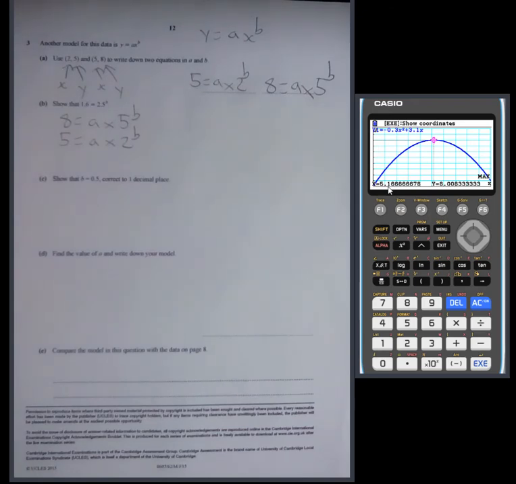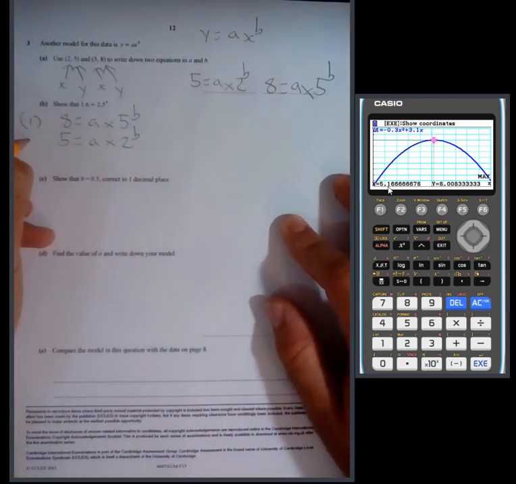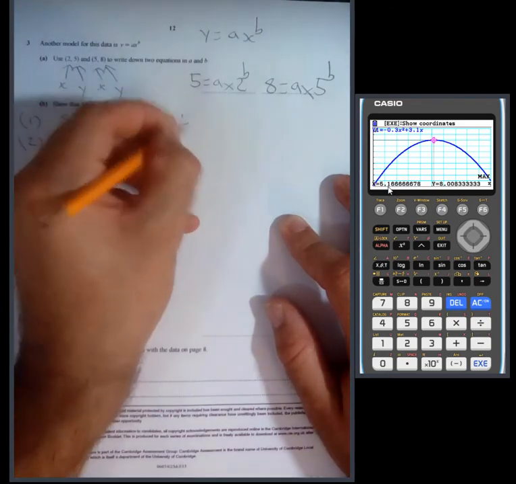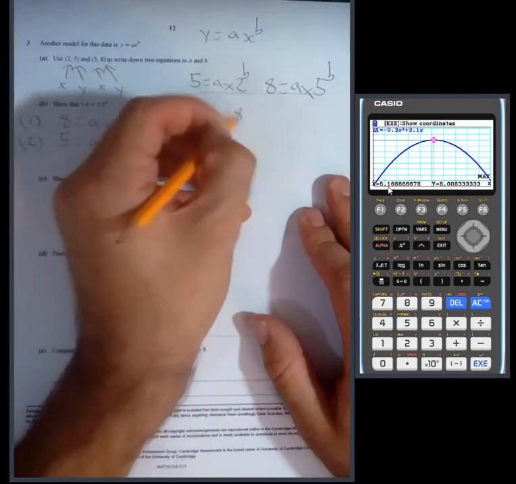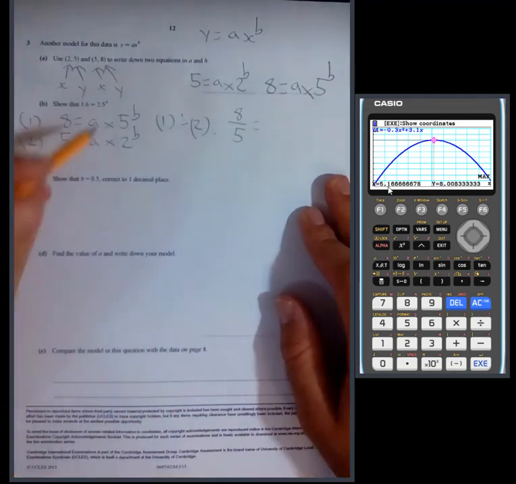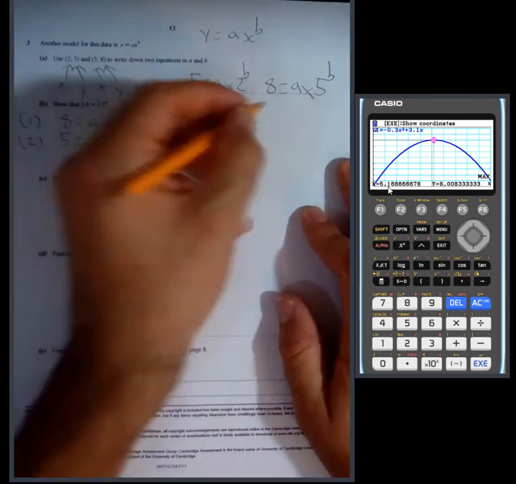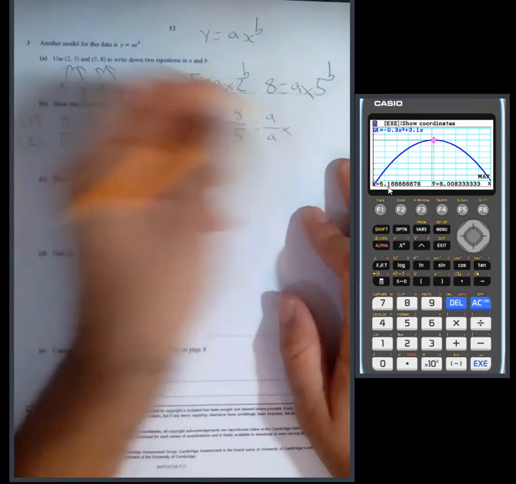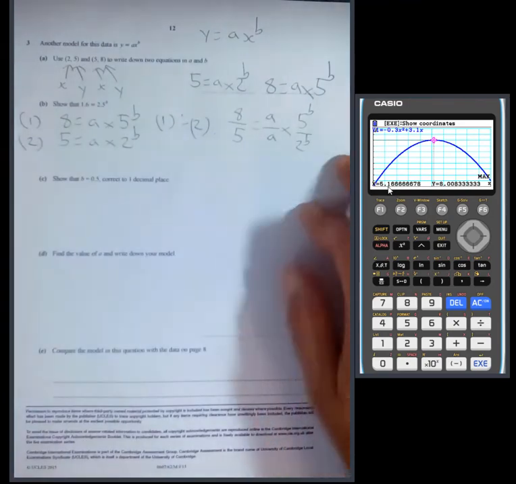Now, with simultaneous equations like this, you're probably used to subtracting one equation from the other or adding two together. What you can do is divide. I can take equation 1 and equation 2 and I can do 1 divided by 2. It's really, really useful for something like this. So what that means is I do 8 over 5 equals a over a times 5 to the b over 2 to the b. So I've divided everything by everything.